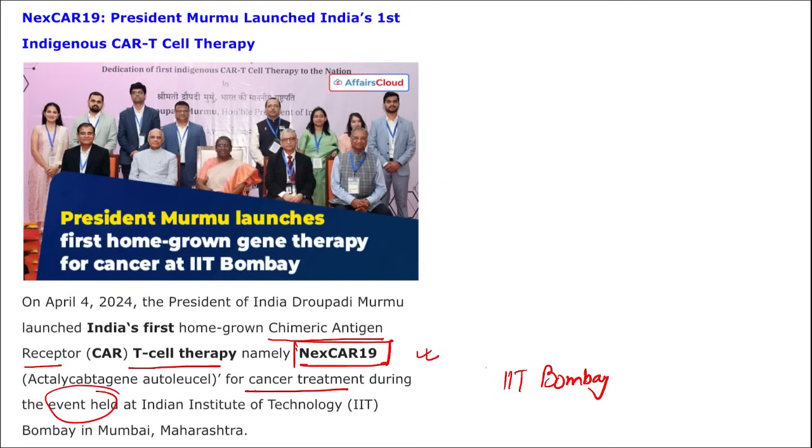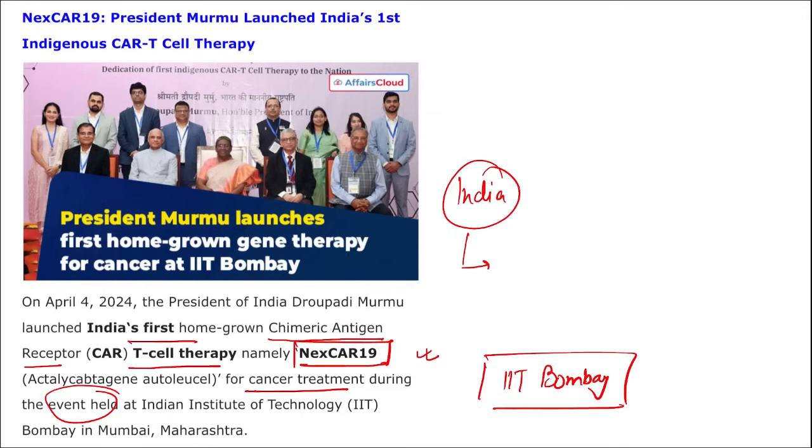Now this question can also definitely be asked: NexCAR19, that is CAR T cell therapy, was launched where? This was launched during an event at which IIT? At IIT Bombay. Correct? Take a note of this. And India is now one of the first developing countries, because it was launched in our India, to have an indigenous CAR T and gene therapy platform for cancer treatment.